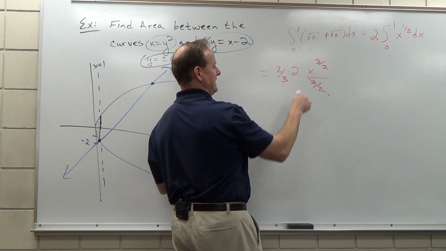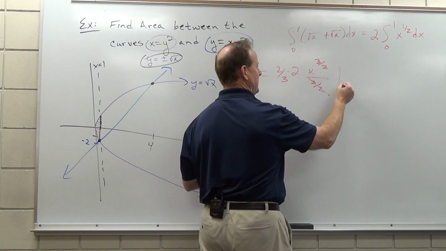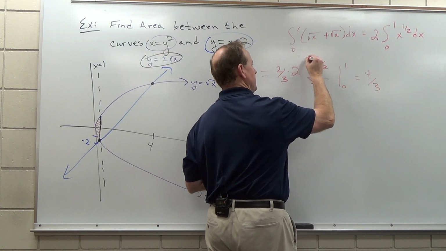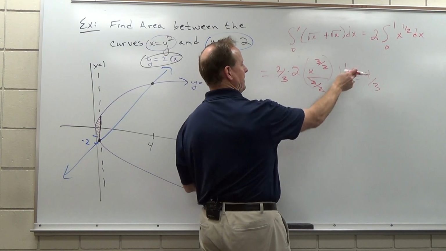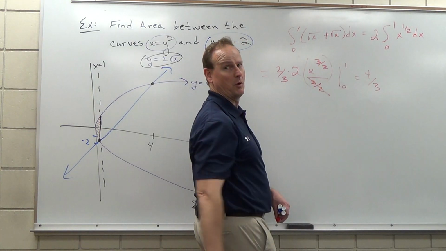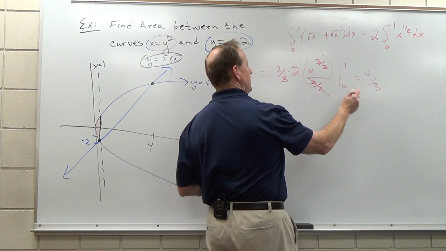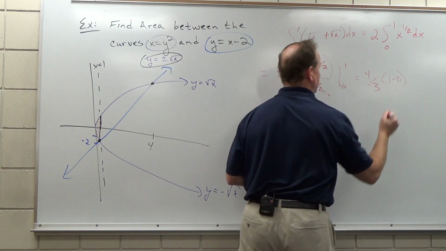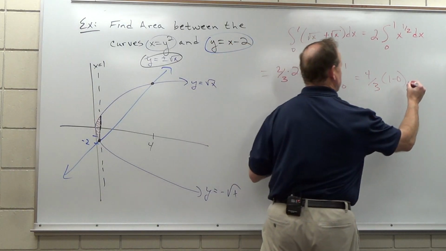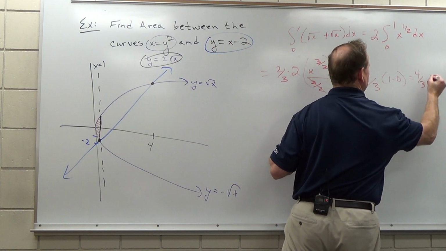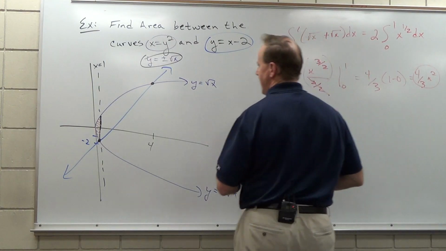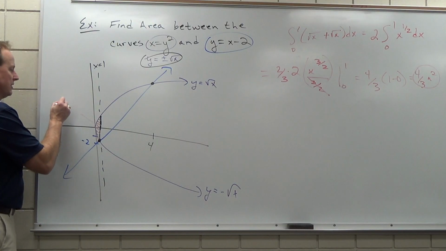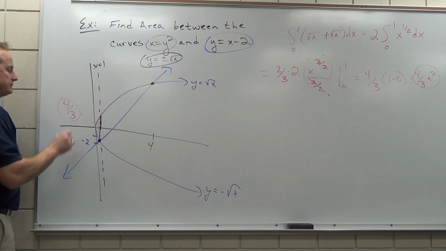And so if I do that, that's going to be 4/3, right? And then I'm going to evaluate this from 0 to 1. So it's 4/3 times x to the 3/2 power evaluated from 0 to 1. Well, if I plug in 1, 1 to the 3/2 power is 1. And then plug in 0, 0 to the 3/2 power is 0, right? So this just ends up being 4/3 square units. So the area of this red one right here is 4/3 square units.